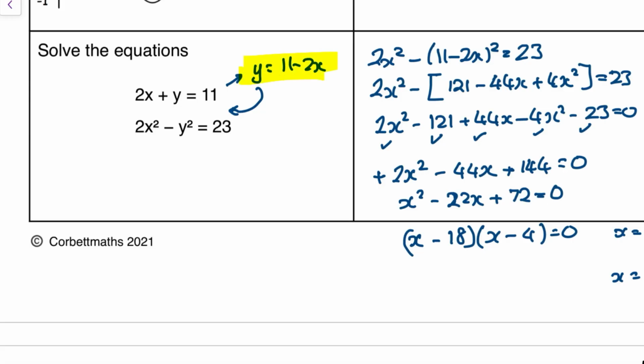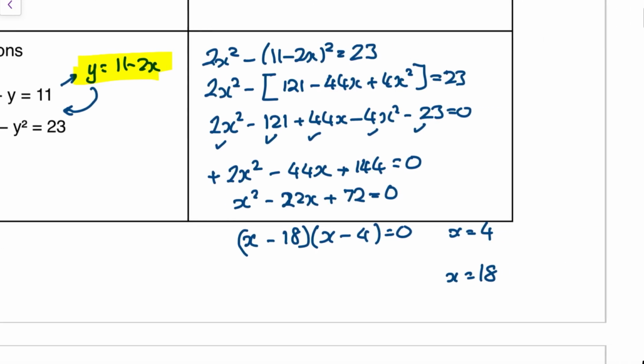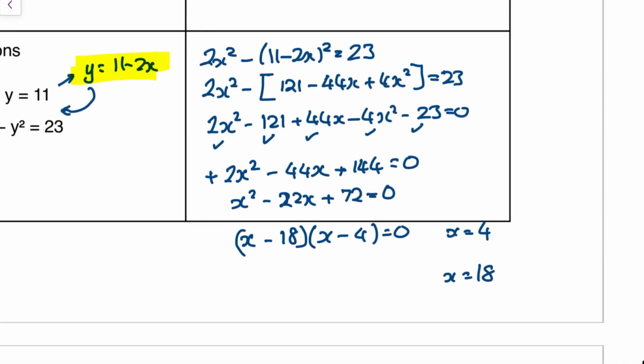So I'm going to put them back into here. If x is equal to 4, then 11 minus 2 times 4 is 11 minus 8, which is going to be 3. So it's x equals 4, y equals 3. That's one pair of solutions. And then the other pair of solutions, well, 2 times 18 is 36, and 11 minus 36 is minus 25. And note how clearly linked these solutions are together. It's important I do that.